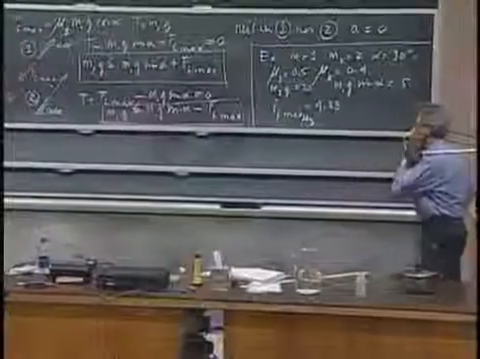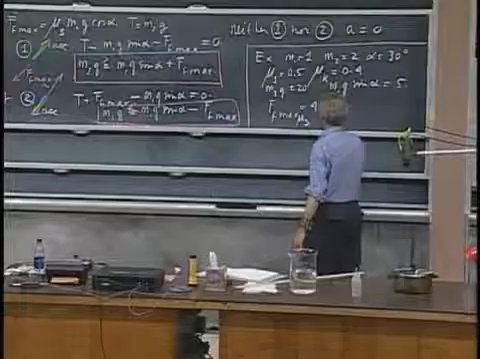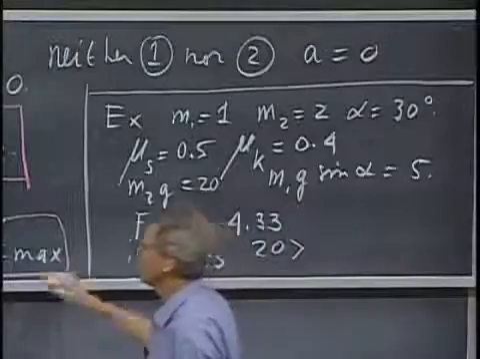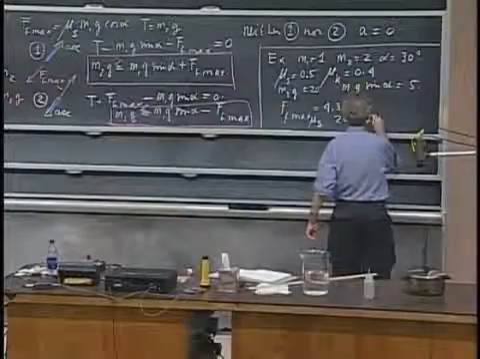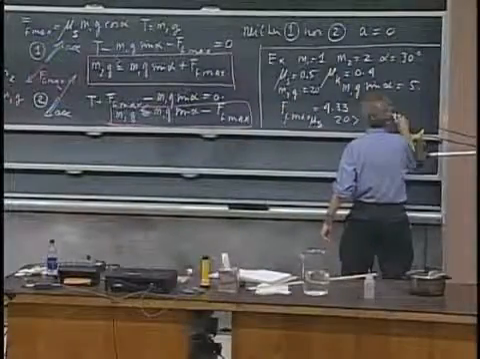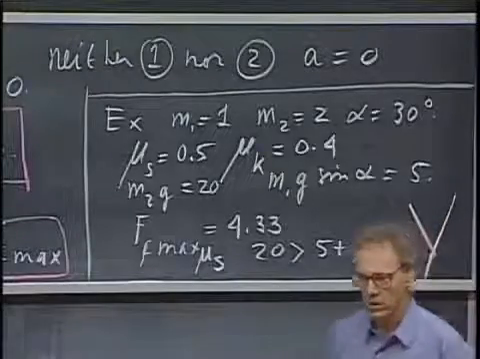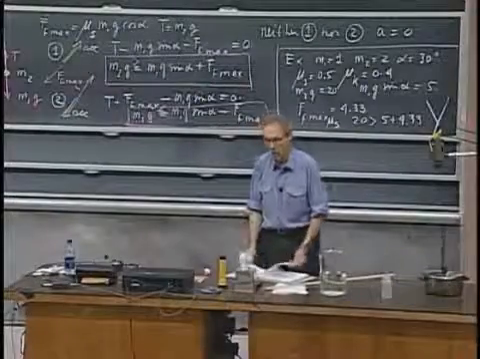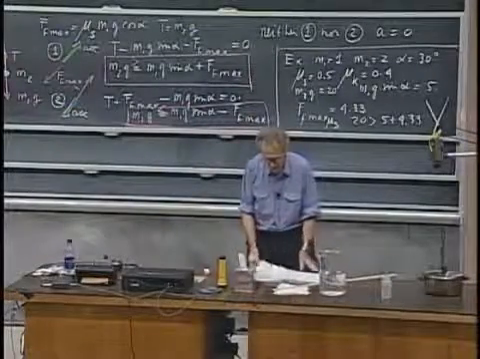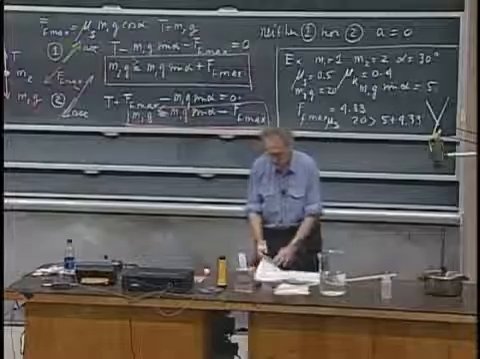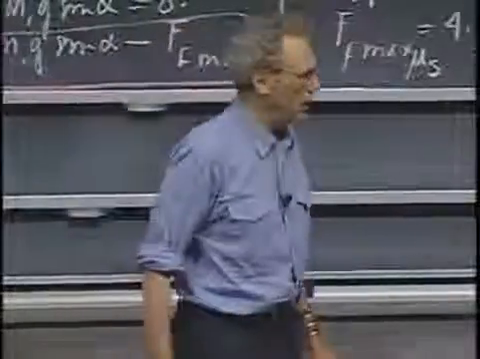We're well on our way. Let's first test whether condition 1 is met. Is 20 larger than 5 plus 4.33? And the answer is yes, it is. So we know that it's going to be accelerated uphill. That is non-negotiable. So now I could ask you a simple question. What is the acceleration and what is the tension in the string?